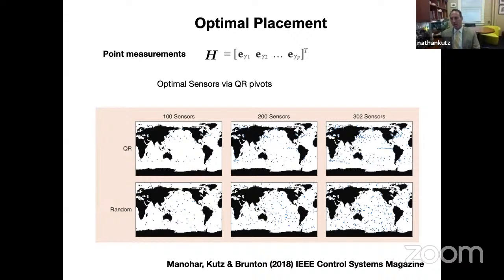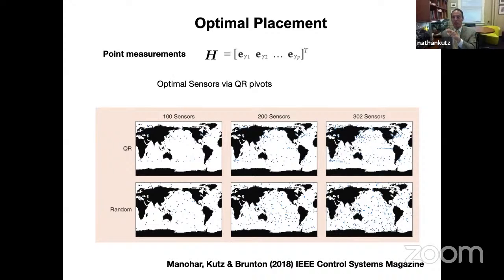It's a greedy algorithm that just simply takes the data, looks for the points with the highest variance and says, the points with the highest variance, that's exactly where I should place sensors, because there's a lot of information there. And so what I'm showing you here is a couple things. On the top row, if I take that sea surface temperature data, if I use this QR algorithm with 100 sensors, 200 sensors, or 300 sensors, you can see how the sensors get placed. There's a structure to how they're being placed.